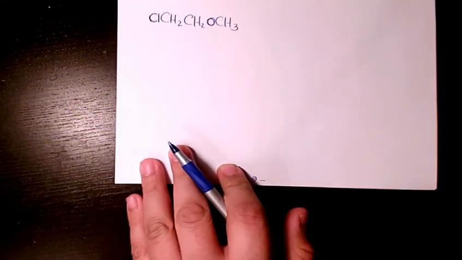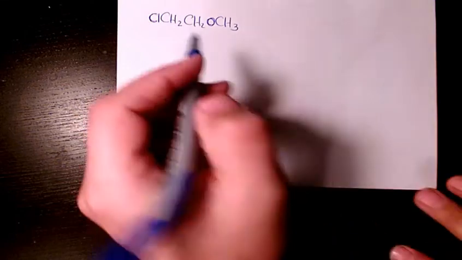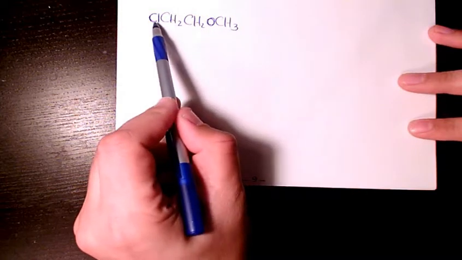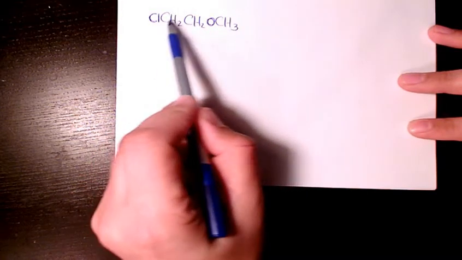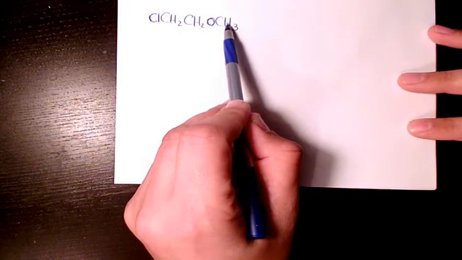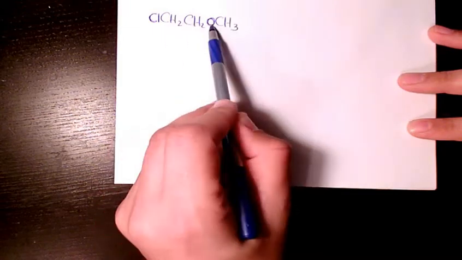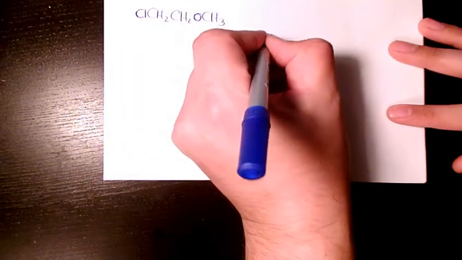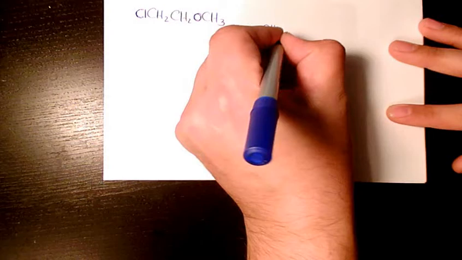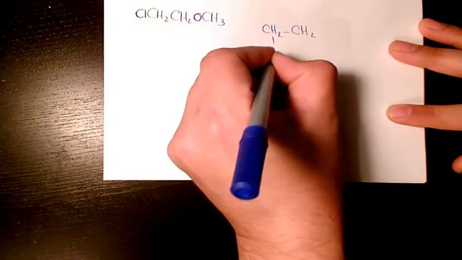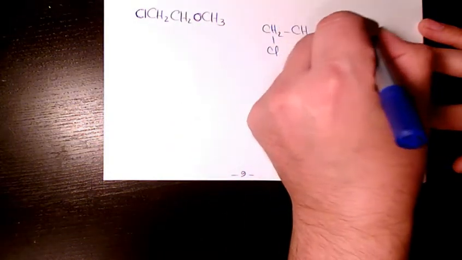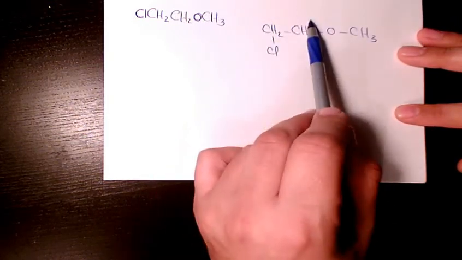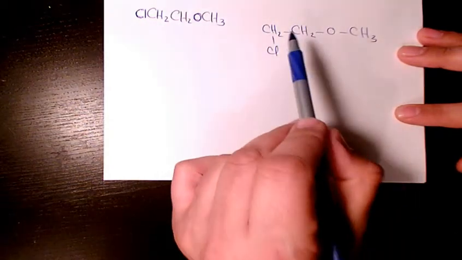Welcome to my channel. In this video I want to show you how to name these organic compounds. As you see here, we have chlorine and we have carbon, and also we have carbon on this side, and they are connected with oxygen atoms. So if I want to draw this organic compound, it's going to be like that: CH2, that's going to be the chlorine, and here is going to be CH3. So as you see here, that's going to be the longest chain in this chemical.